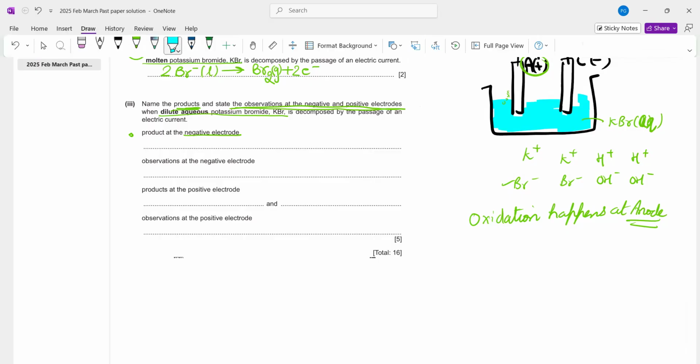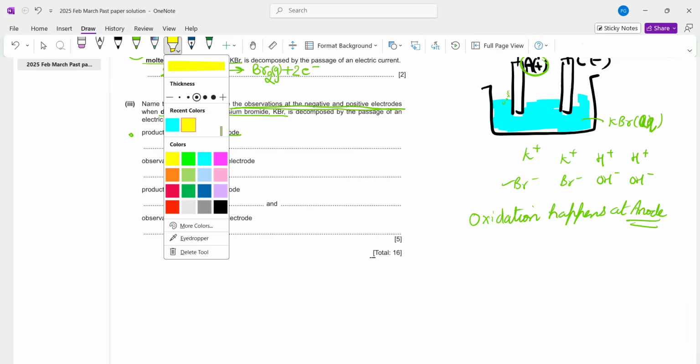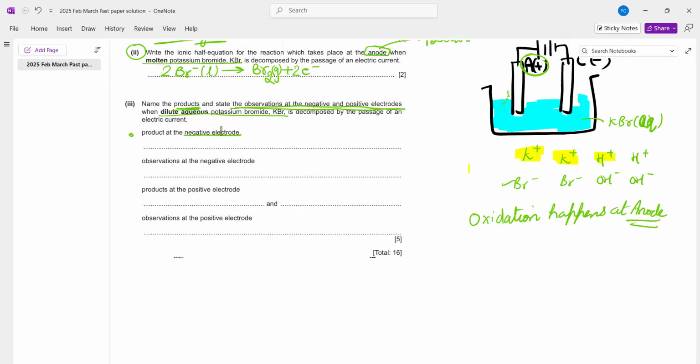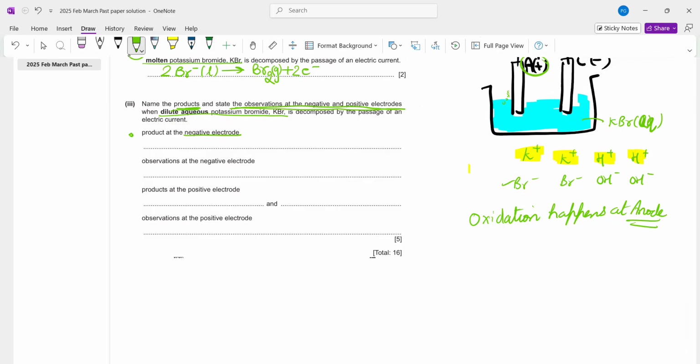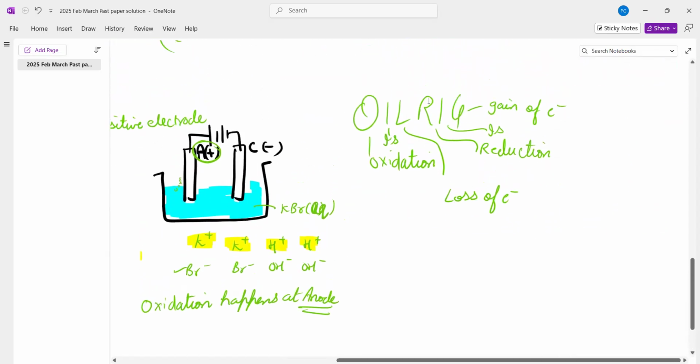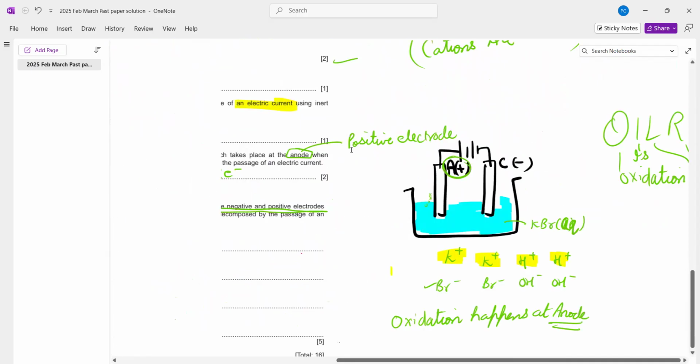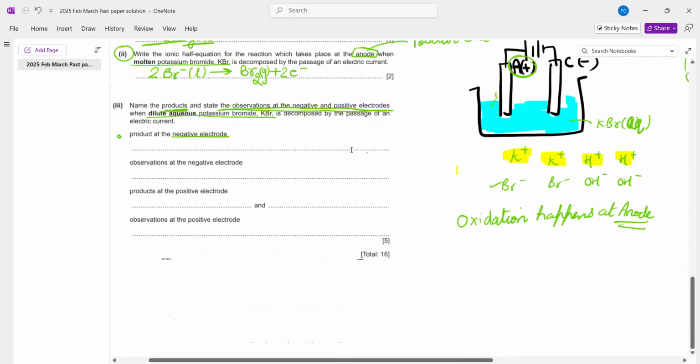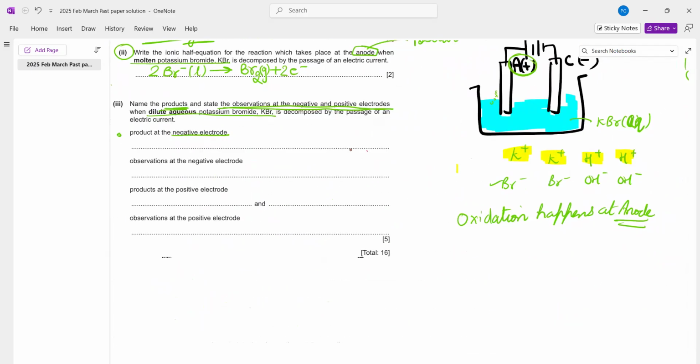Definitely the positive ions will go to the negative electrode. So K plus and H plus will go towards the negative electrode. Now, dear children, we know that the negative electrode is called cathode, and what happens at the cathode is reduction. Reduction is gain of electrons. So K plus and H plus will be attracted to the cathode because of the opposite charge of the cathode. But we have to decide which of these, K plus or H plus, will get reduced.